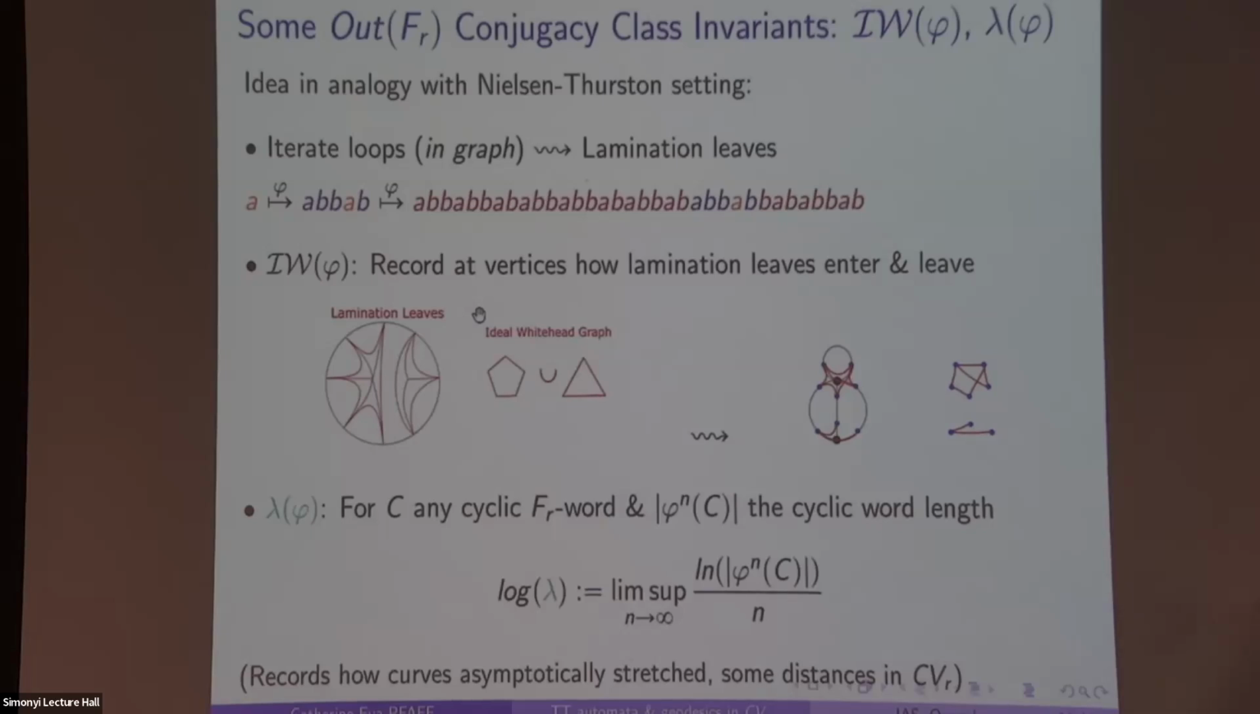Excuse me, may I ask you something? There was a question online of how is the construction different to Stallings folding? How is the construction of what different from Stallings folding? I didn't quite understand the question, so sorry. Maybe I'll ask. Okay, I'll talk a little bit about Stallings folds later. The person wants to ask about the Bestvina-Feighn construction.